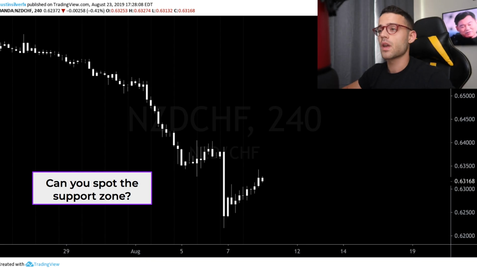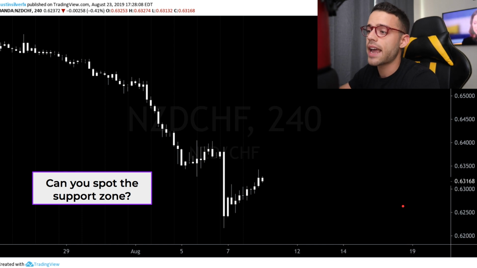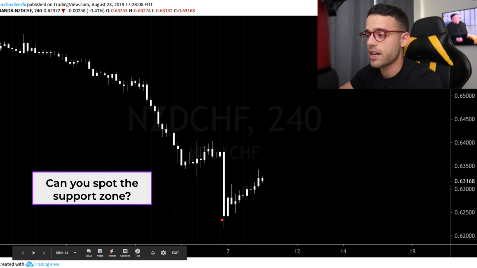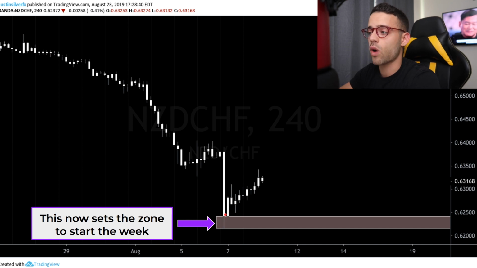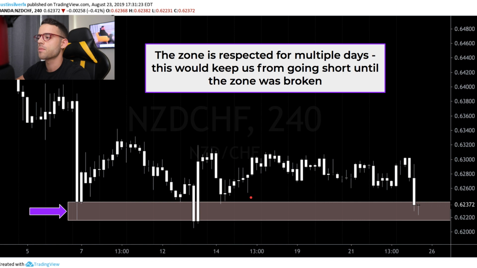Does that make sense? Now, here, NZD-CHF, let's test you again. Can you spot the support zone on the bottom? I think we all can, right? You can see it right here, 2 candles to the right, 2 candles to the left. That's now our zone at the bottom. Okay, so this sets the zone for our week. We're looking at a 4-hour chart. So each bar here is 4 hours.